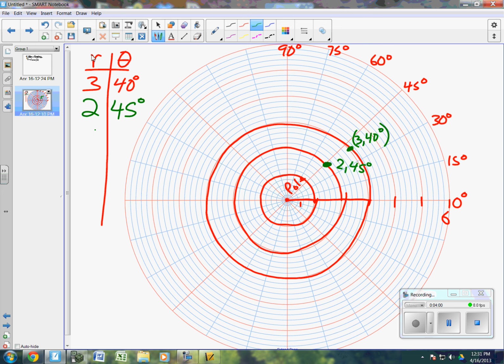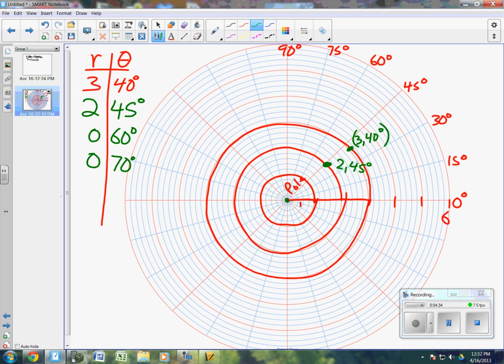All right. Let's graph these two: 0, 60 degrees and 0, 70 degrees. Graph those two. You can graph them at the same time if you want. It's the same point, isn't it? Where is that point? Since the radius is 0, it's right there at the pole, right?